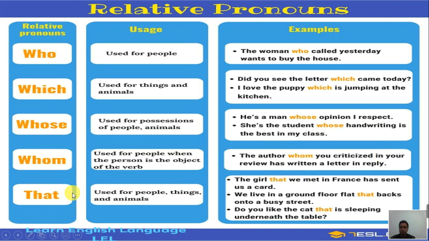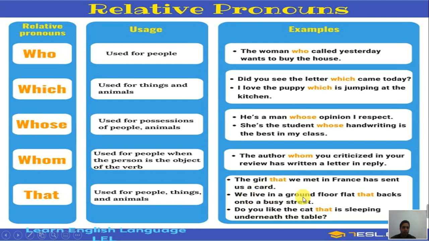Now the last one here is that. That is used for people, things, and animals, all of them. And that could be a substitute for who and for which. So here, the girl that we met in France has sent us a card. Here, instead of that we can use who, the girl who we met, or the girl whom we met. So that replaces who or whom in the sentence.